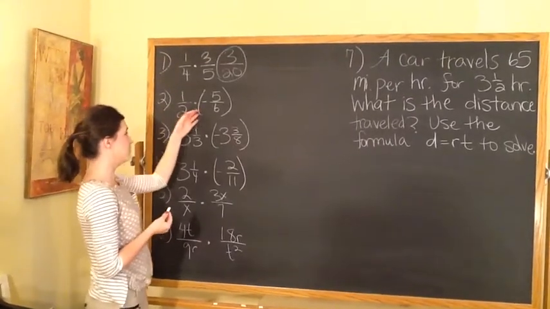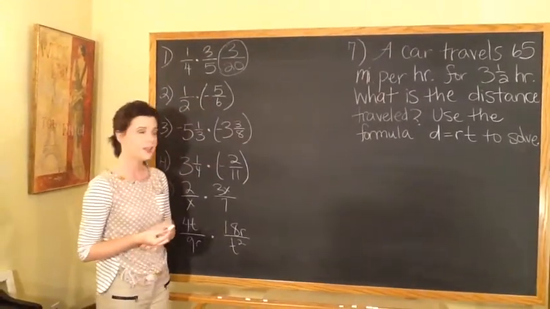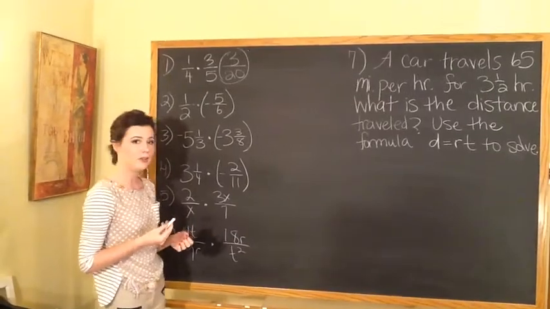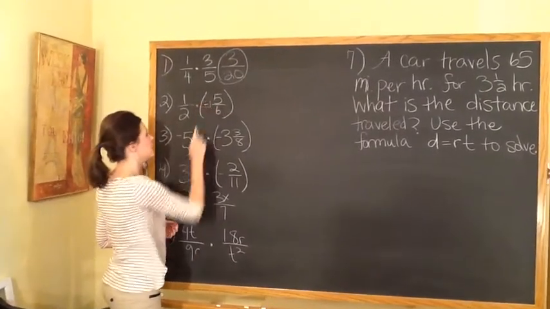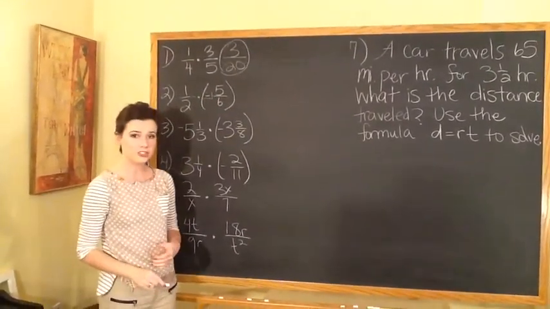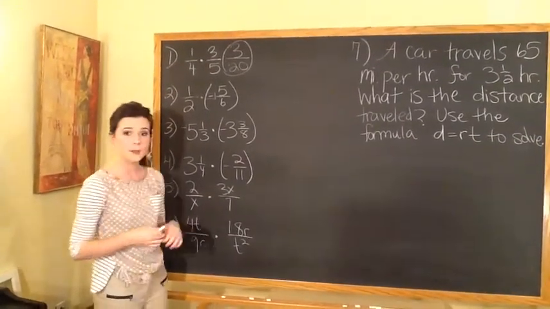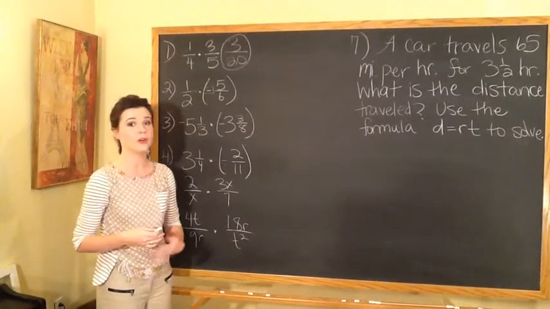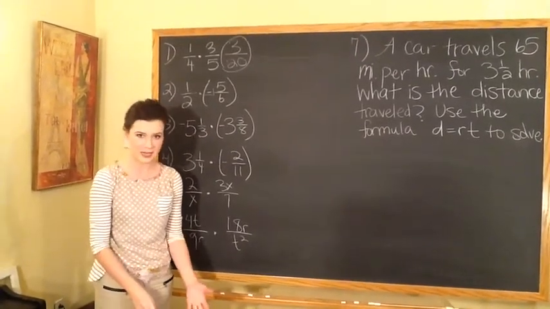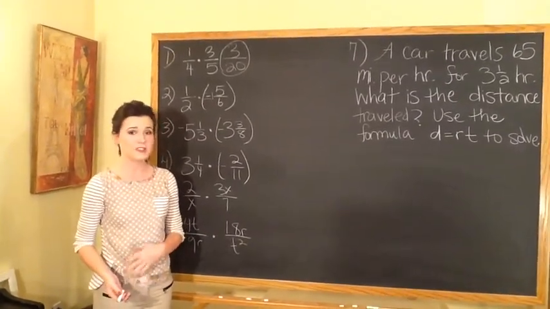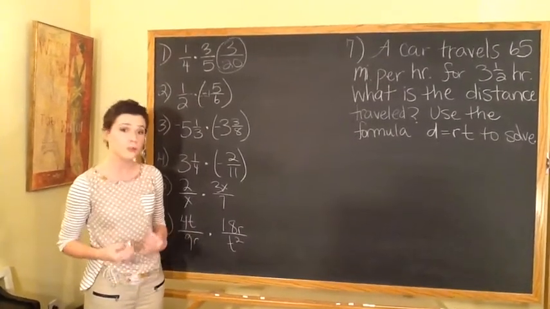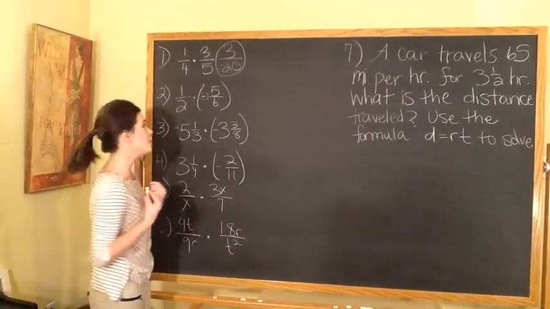We have 1/2 times -5/6. Now, there's something interesting about this. There is a negative number. So when you're multiplying fractions, just like when you're multiplying integers, if there's one negative sign or an odd number of negative signs, your answer is going to be negative. If there's an even number of negative signs, it's going to be positive. So it's the same rules that you've used in the past, you're using them now.